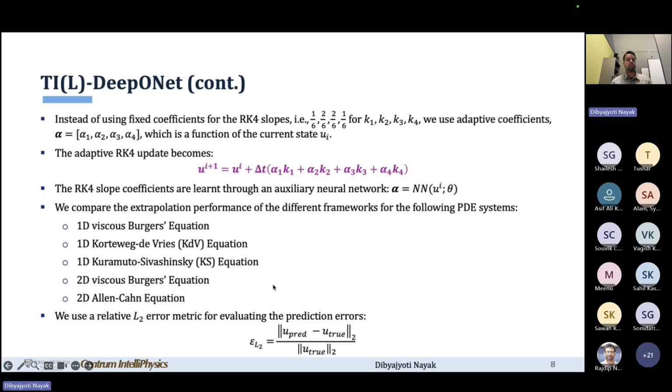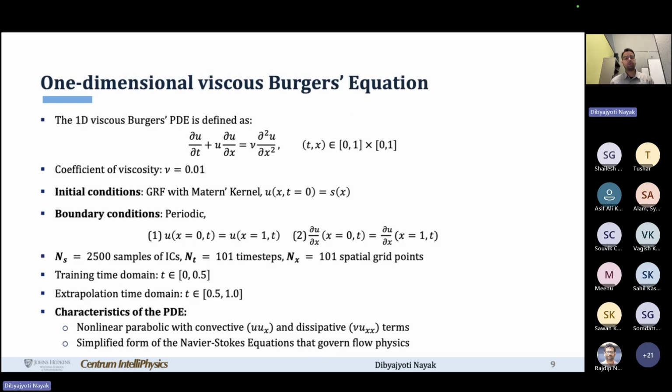And then for the prediction errors, as I mentioned before, we again consider a relative L2 error metric, which is given by this equation. Now let us directly move on to the 5 different PDE cases. So the first case, let us circle back to a favorite example, which is the 1D Viscous-Burgers equation, where you have the PDE, which is again defined in this way. The time and the space domain is basically from 0 to 1. And here we have a decent value for the coefficient of viscosity.